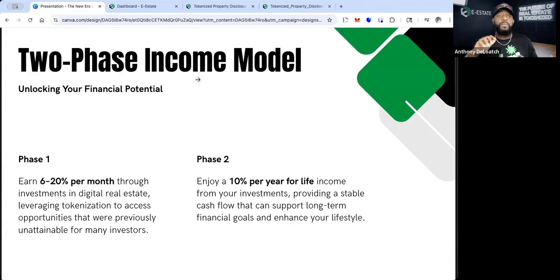Now, no matter what property you choose, whether it's $10 like in that Miami property, whether it's $250 like in that lakefront property, or whether it's $1,000 like in that desert villa, or if it's even $10,000 like in our commercial property, right? No matter what property you get started with, you are eligible to participate in our 2-phase income model. Now, this is how we get paid. So if you're taking notes, I want you to take notes on this. Here's how our 2-phase income model works.